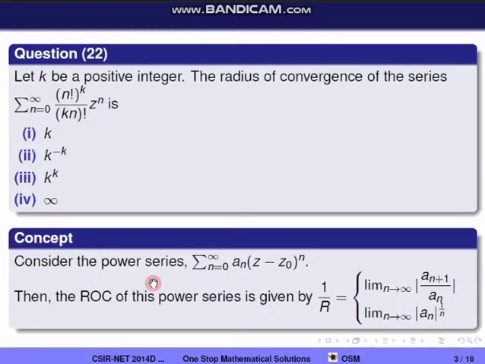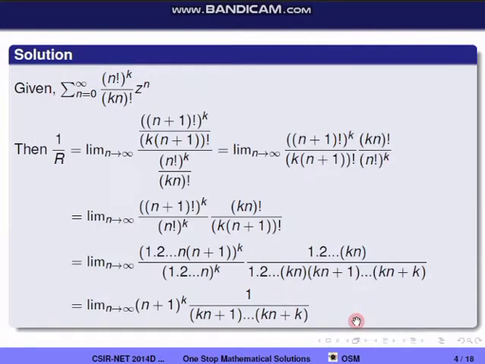Consider the power series sigma n equal to 0 to infinity a_n (z minus z0) whole power n. Then the radius of convergence of this power series is given by the formula 1 by R is equal to limit n tends to infinity modulus a_(n+1) by a_n, or you can use the formula limit n tends to infinity modulus a_n power 1 by n. Now we will move on to the question. So they are given this power series here.